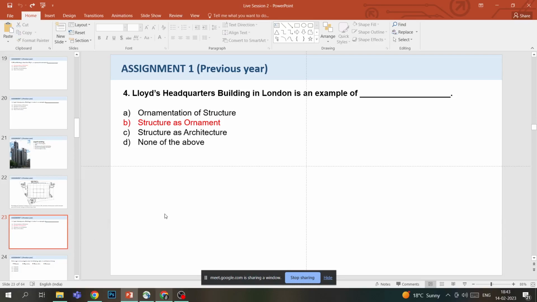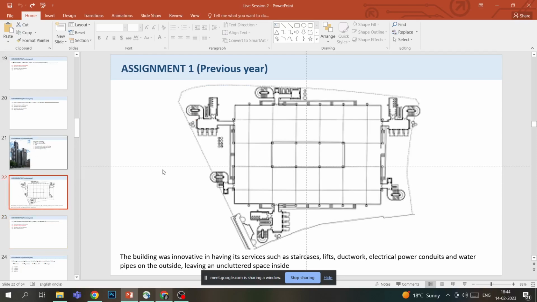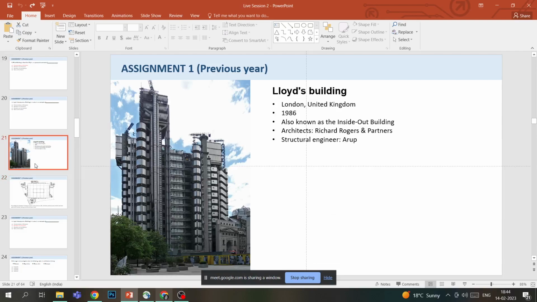We are using the services and the structure as the ornament, in the sense that the entire services and everything is outside, so it is being used as an aesthetic element of the building. It is a rectangular building, but because of the provision of all these services outside and the structure of these services, it has a very unusual form and looks like this.